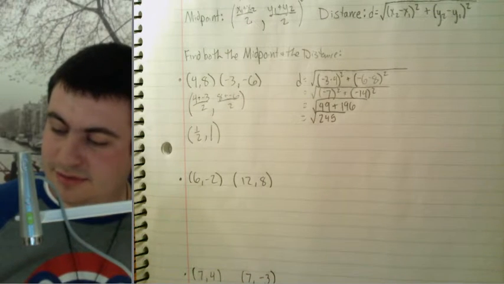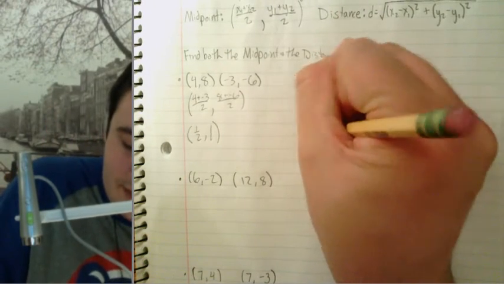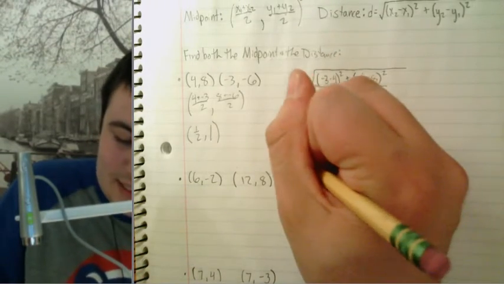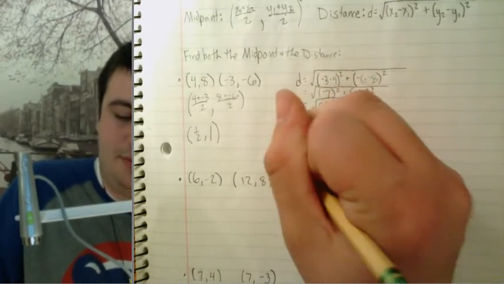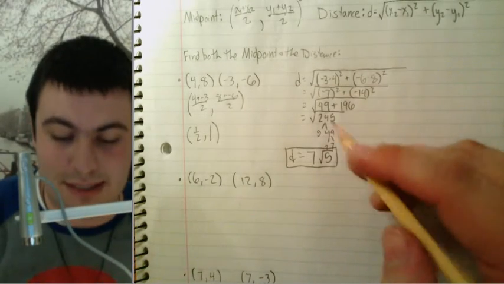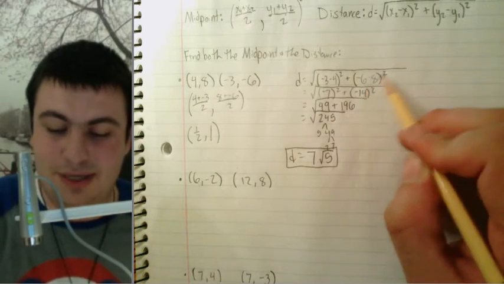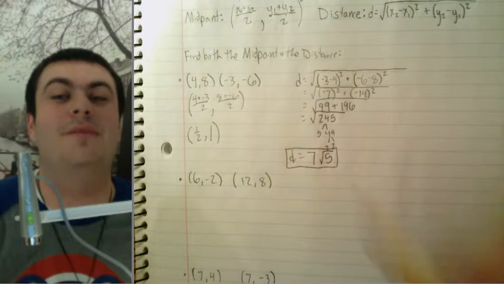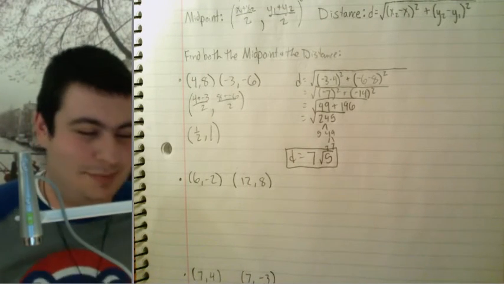Let's see, 245, when we divide by 5, we get 5 and 49. 49 is 7 and 7. So we get that the distance between these 2 points is 7 times the square root of 5. Alright, so we plugged it in. We had the difference of x's squared plus the difference of y's squared under the square root. We simplified our square root as far as we could go and found that the distance was 7 times the square root of 5. Let's do a couple more examples.